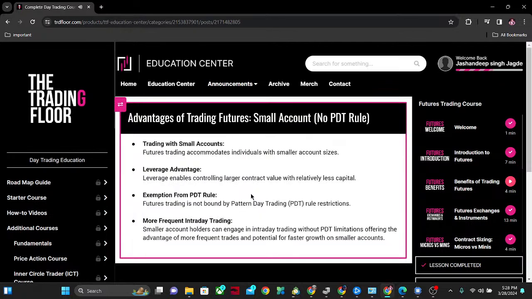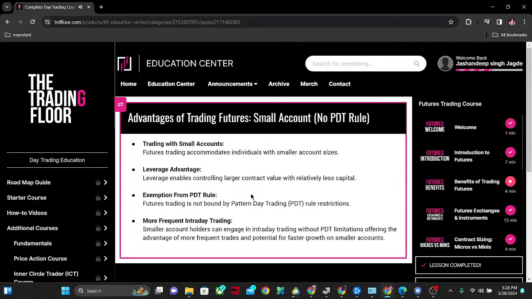Ability to trade with small account size. No pattern day trading rules. Unlike certain equity markets, think the stock market, futures trading allows individuals to participate even with a smaller account size. The use of leverage in futures trading enables traders to control a larger contract value with a relatively small amount of capital.